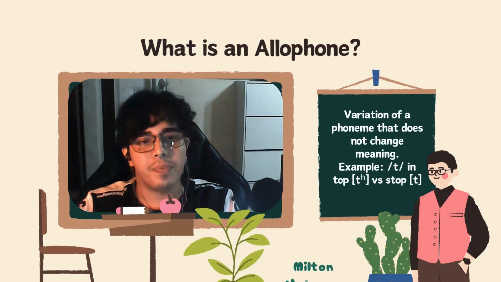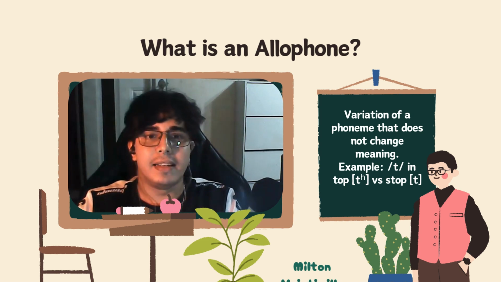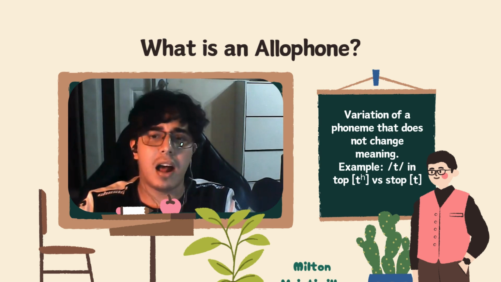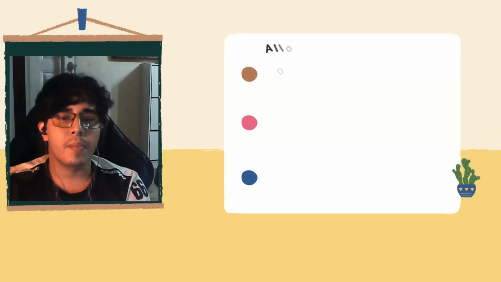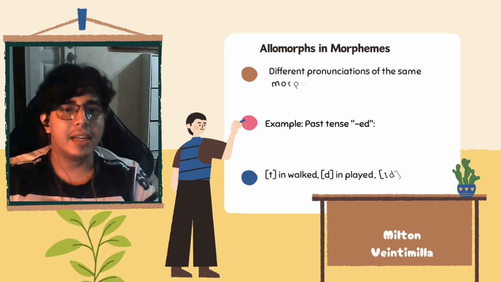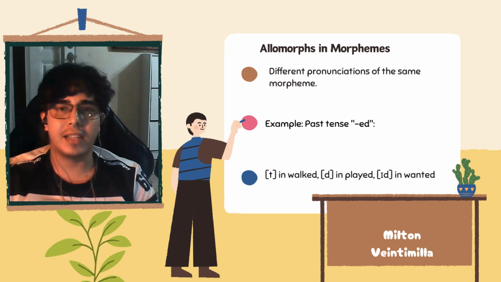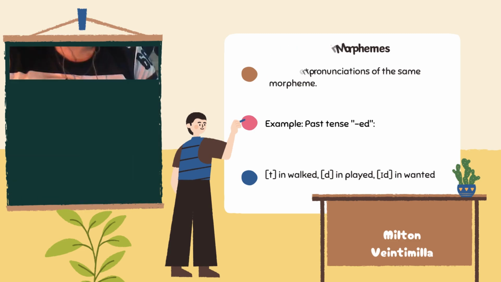What is an allophone? An allophone is a variation of a phoneme that does not change meaning. For example, T in top is aspirated, but in stop is not. Both are allophones of T. Allomorphs of a morpheme are different ways to pronounce the same morpheme. For example, in the past tense, -ed sounds like t in walked, d in played, and id in wanted.